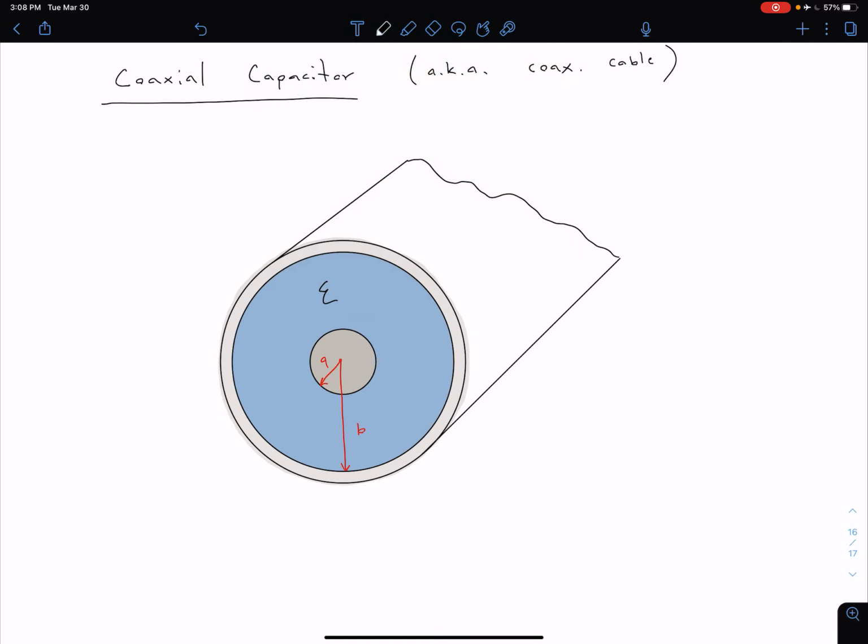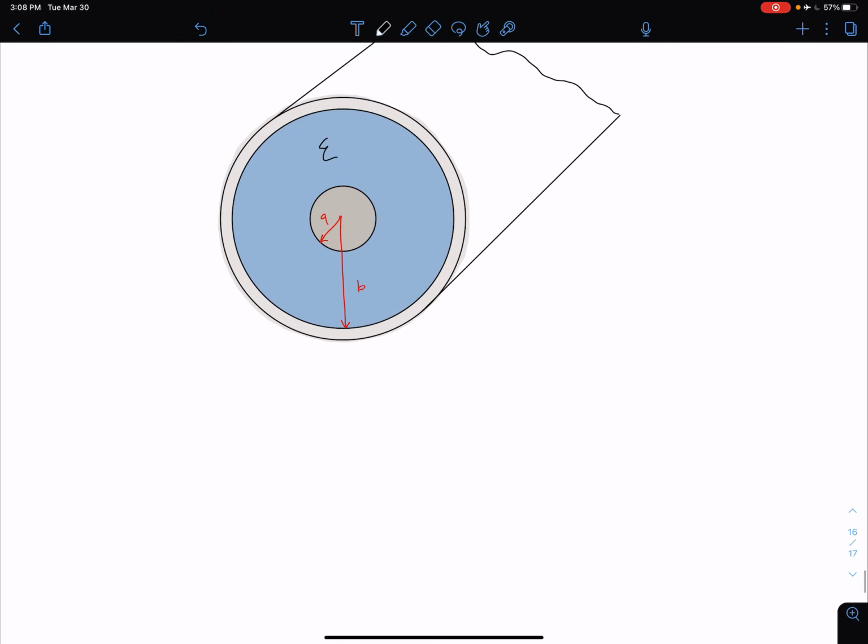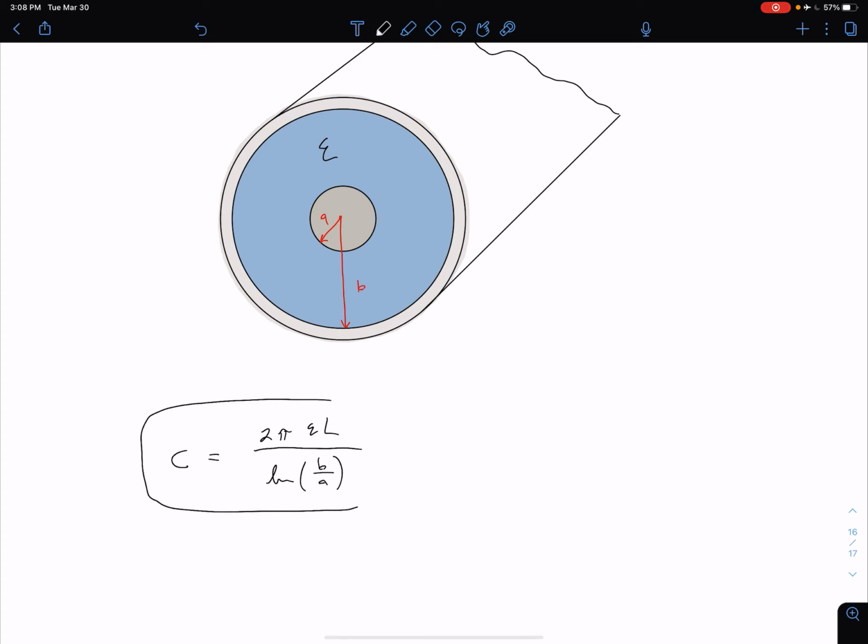If that's the case, the capacitance of our coaxial capacitor is C equals 2 pi epsilon L divided by the natural log of B over A, and that capital L in the numerator is the length of our cable. So this is for length L of our coaxial cable.